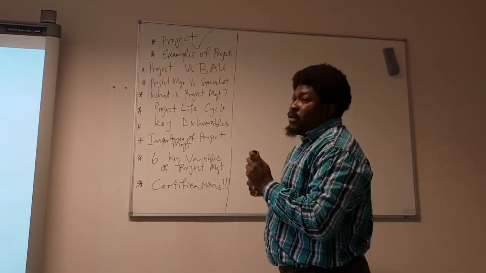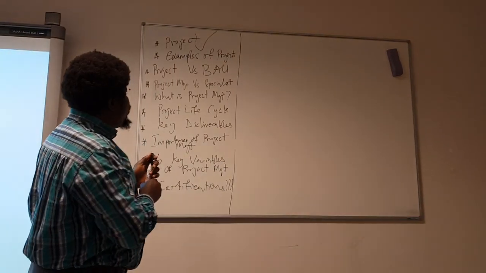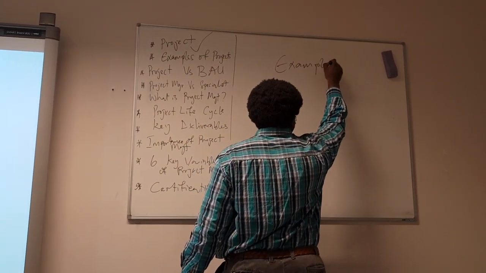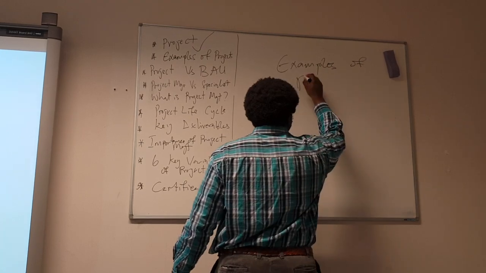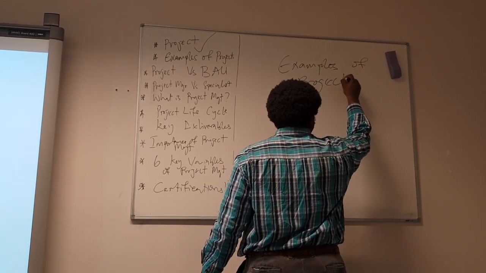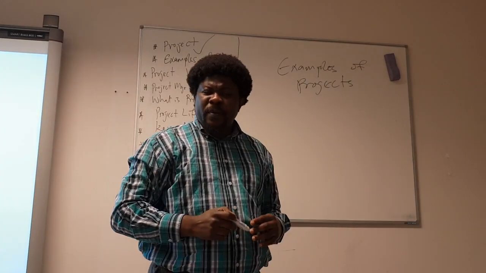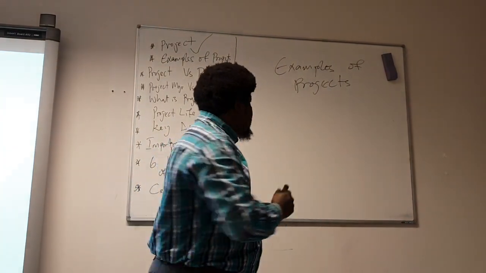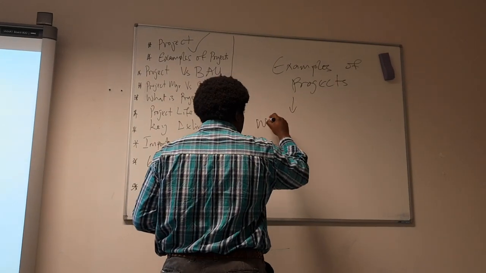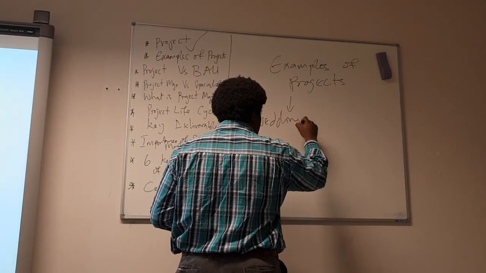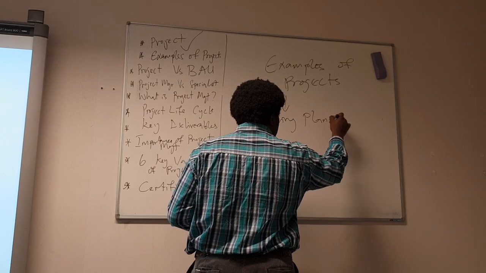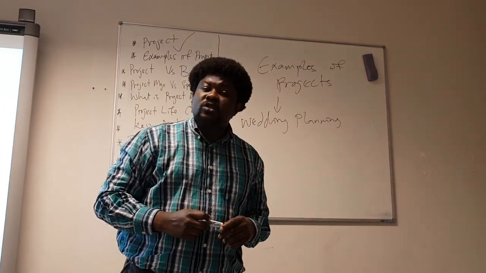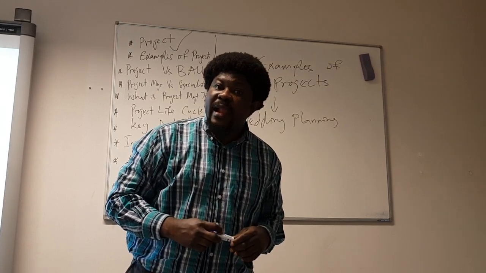So going on now, let's talk about examples of projects. A project could be as simple as a wedding, which means the planning of a wedding. Could be wedding planning. That is planning a wedding. It could be as complex as the construction of a new railway line.